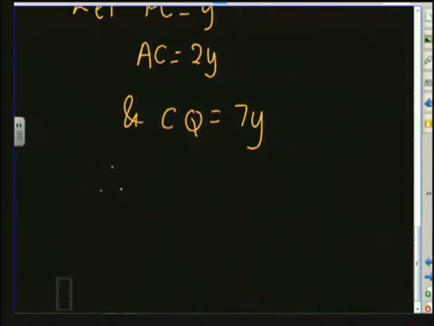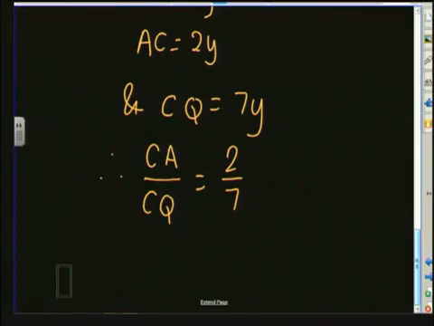So therefore, CA over CQ will be equal to 2 over 7 as your ratio. It's obviously going to be 2Y over 7Y. The Y's cancel, and you get 2 over 7 as the ratio. But we didn't want just CA over CQ. We wanted BD over BQ, and that would be exactly the same ratio. So therefore, BD over BQ will also be equal to 2 over 7.